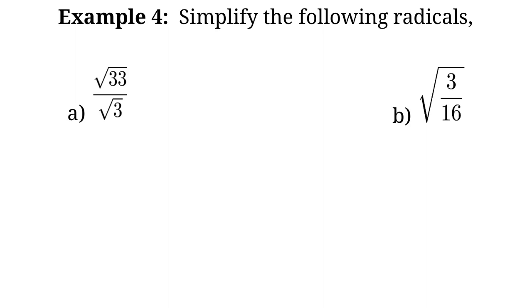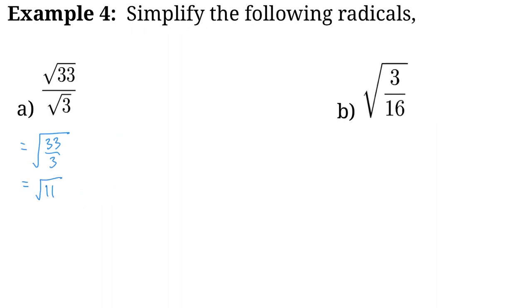So let's apply that division rule that we just learned. We have the square root of 33 divided by the square root of 3. And using that division rule, this is the exact same thing as the square root of 33 divided by 3. And 33 divided by 3 is just 11. So our answer here is the square root of 11.